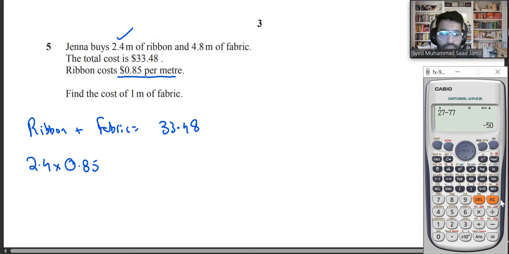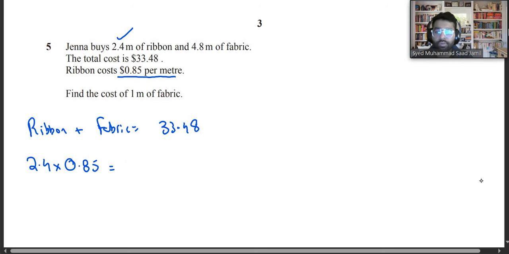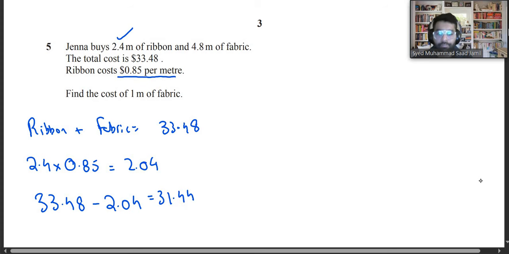Alright, so let's do this. 2.4 multiplied by 0.85. So that's 2.04. Alright, what's the price? 2.04. So basically that means 33.48, if you subtract 2.04 from it, you will find the cost of the fabric, which is 31.44.